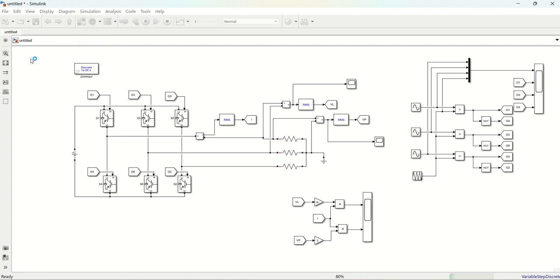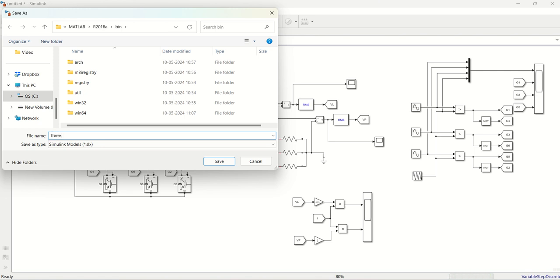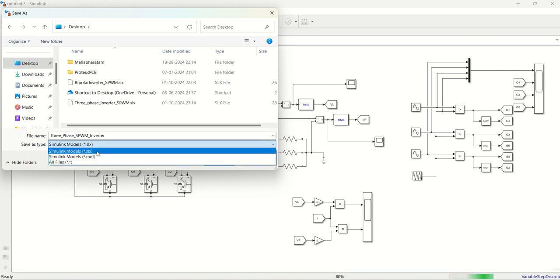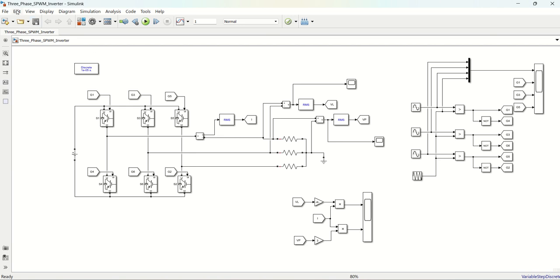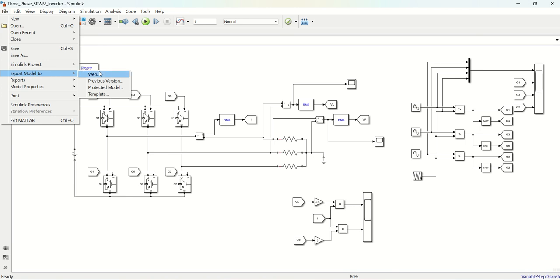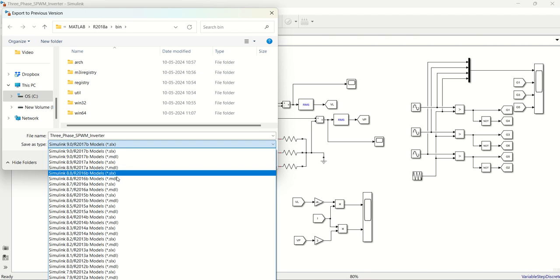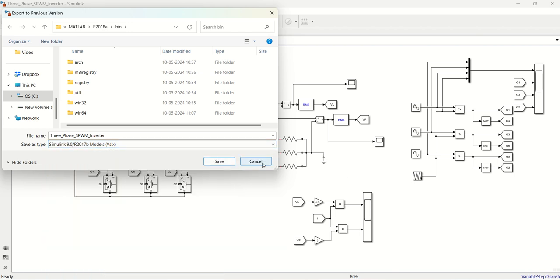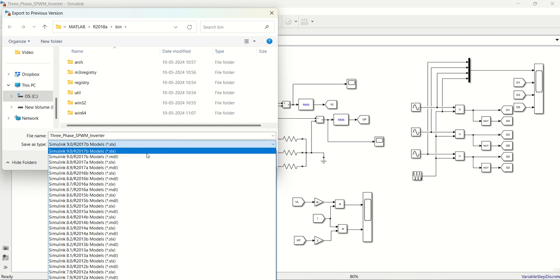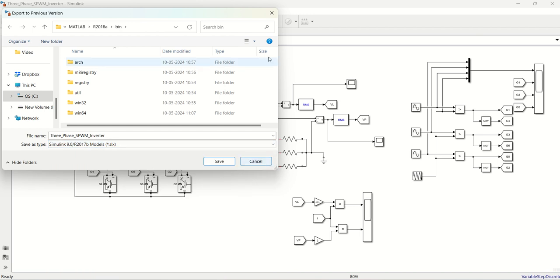Saving, save as three-phase SPWM, on the desktop. Here you are going to get two formats, SLX and MDL. Whichever you want, you can do it. If you want to convert this into a lower version, go to File, Export Model To, Previous Version. Whichever version you want, you can do it here. You select it and save it, in whichever format you want, SLX or MDL.